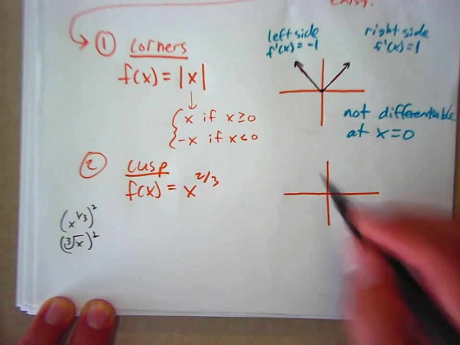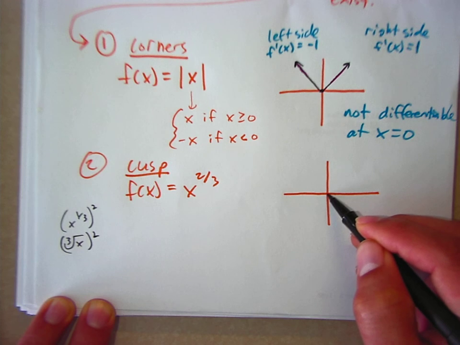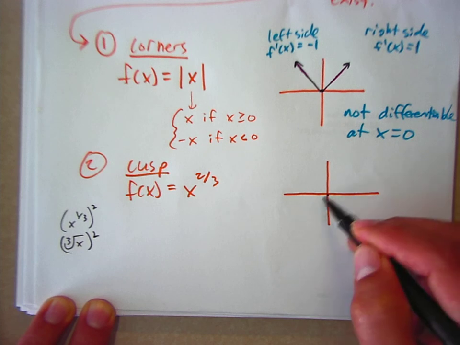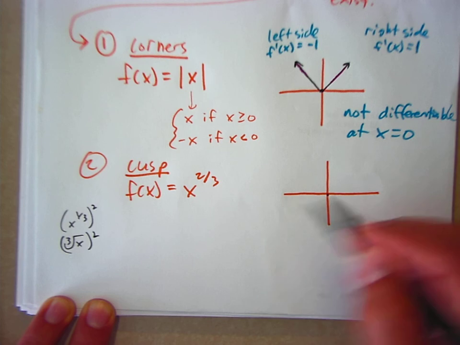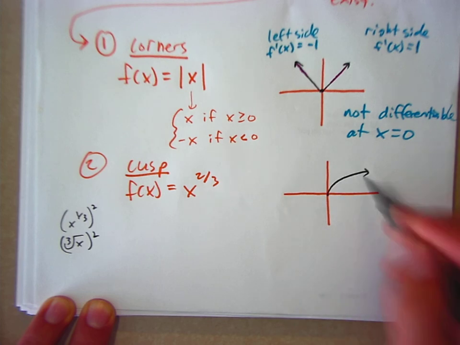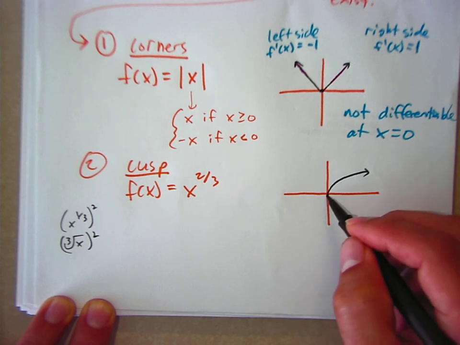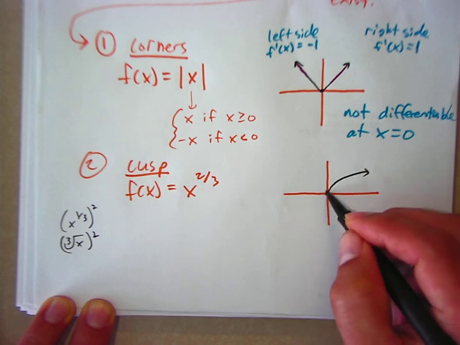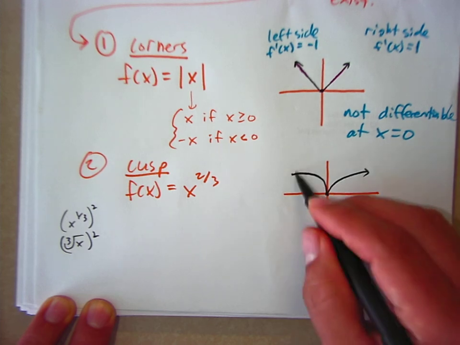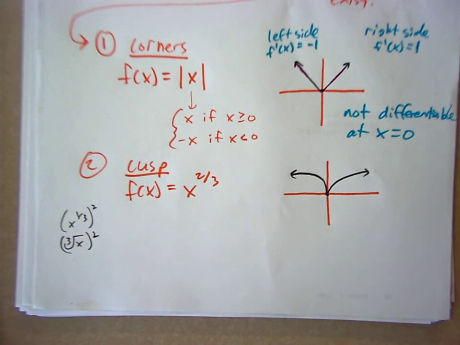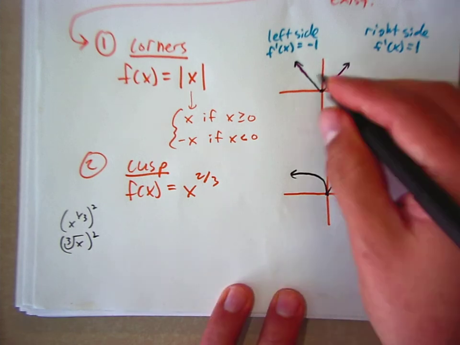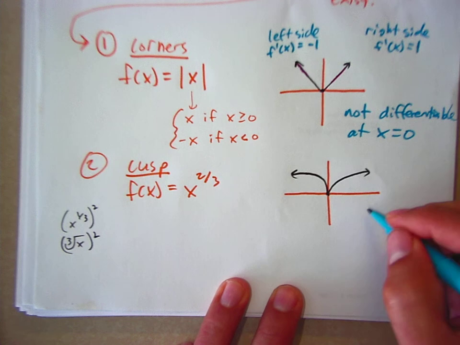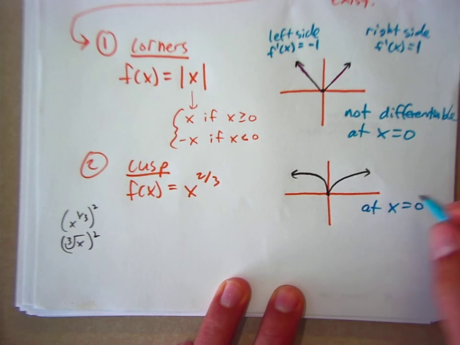I know that the cube root graph looks roughly something like this, right? And now if we square everything, it just kind of increases it on the right side, and then on the left side, instead of being negative, it actually flips it over and makes it look something like this. And so right there, at the same location as above, at x equals 0, not differentiable.